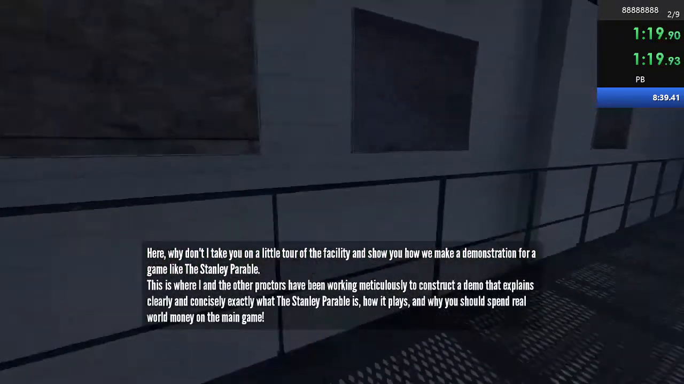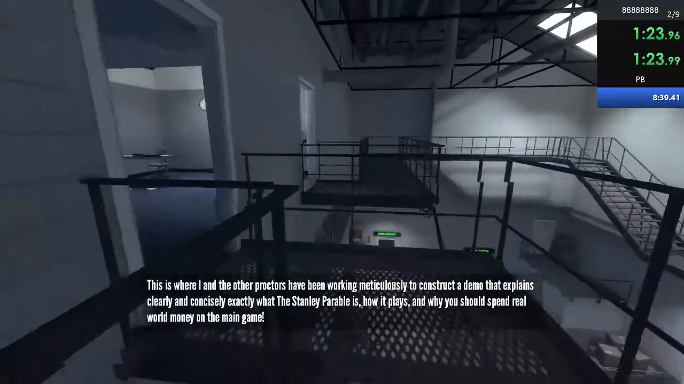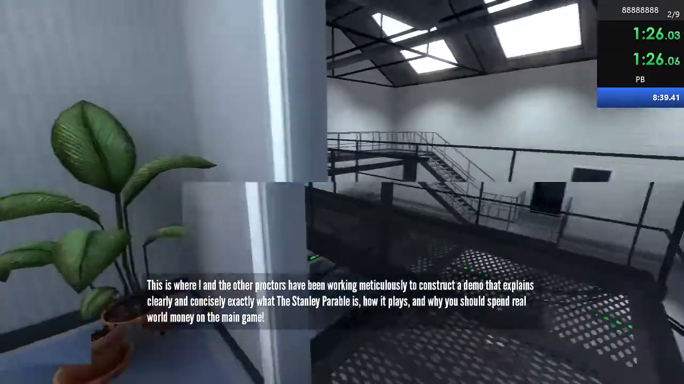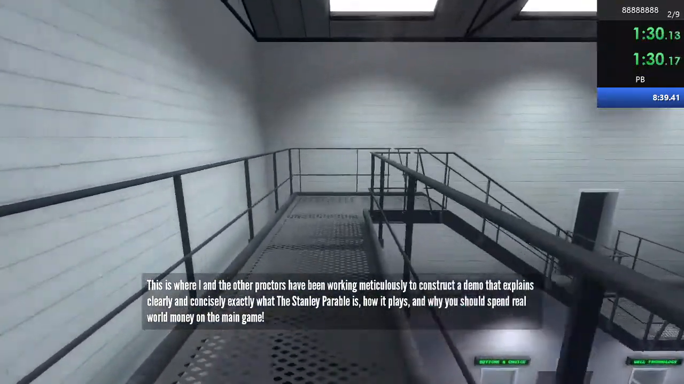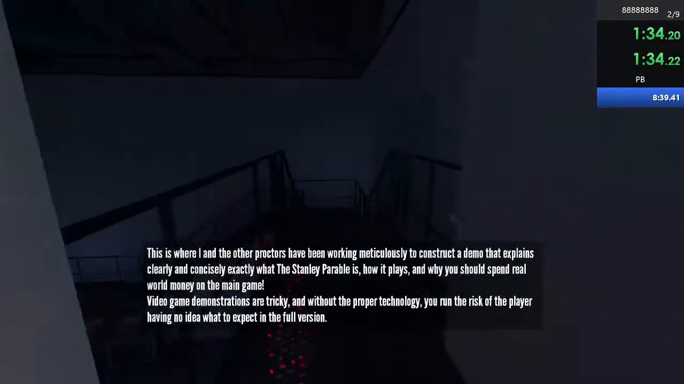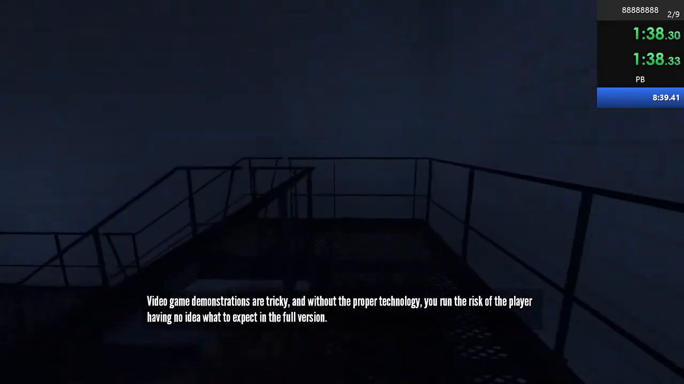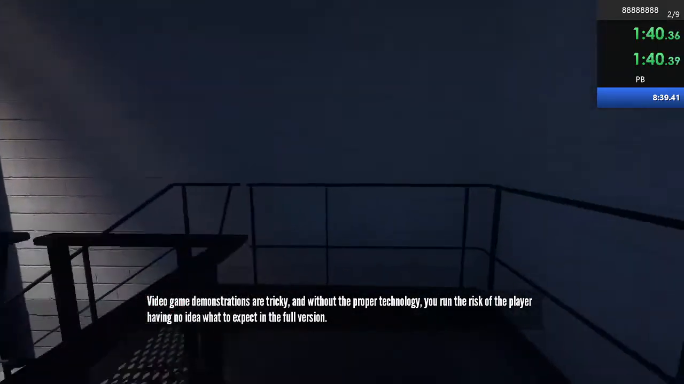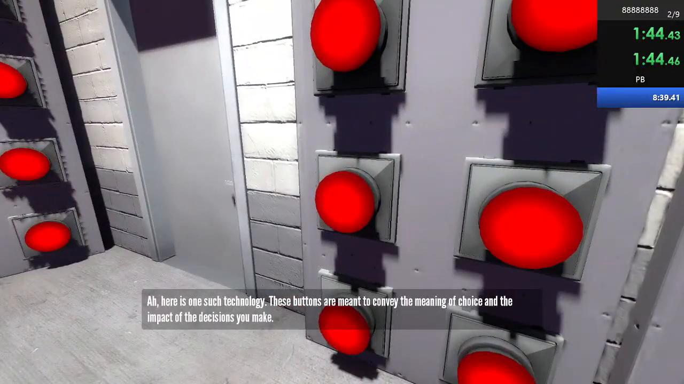This is where I and the other proctors have been working meticulously to construct a demo that explains clearly and concisely exactly what the Stanley Parable is, how it plays, and why you should spend real-world money on the main game. Video game demonstrations are tricky, and without the proper technology, you run the risk of the player having no idea what to expect in the full version. Ah, here is one such technology.